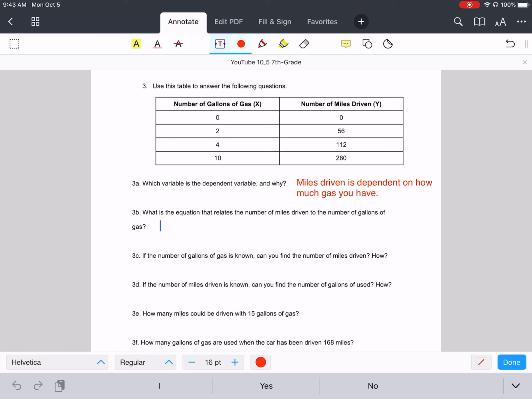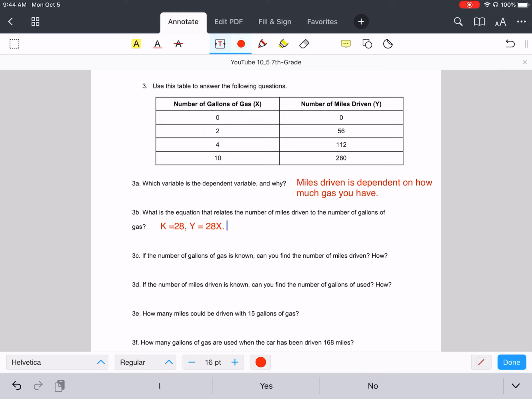Then it says, what is the equation that relates the number of miles driven to the number of gallons of gas? So to find the equation, we need to find the constant of proportionality by doing y divided by x. So when I do 56 divided by 2, I figure out that k equals 28. So I can have the equation y equals 28x.